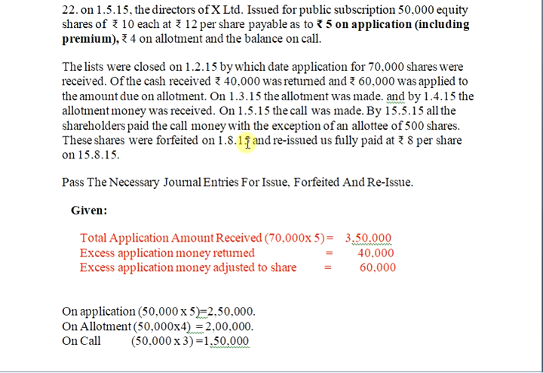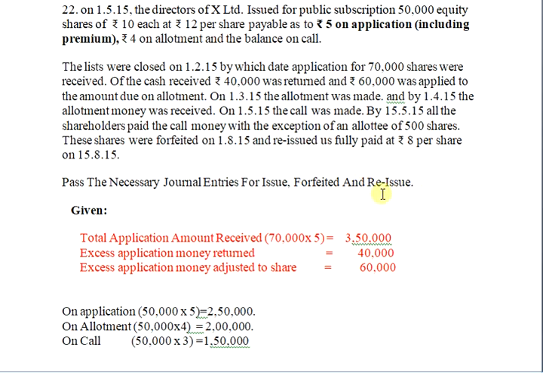Clearly listen, my dear students: the company is issuing 50,000 shares for public subscription, but the public is applying for how many shares? That is 70,000 shares they are collecting. So that means it is an over subscription. So how many shares extra are we getting? 70,000 shares. So of that, 40,000 we are returning the amount. So 60,000 amount was adjusted to the allotment. So here two journal entries will be extra: the application amount returned as well as the application amount adjusted with the allotment.